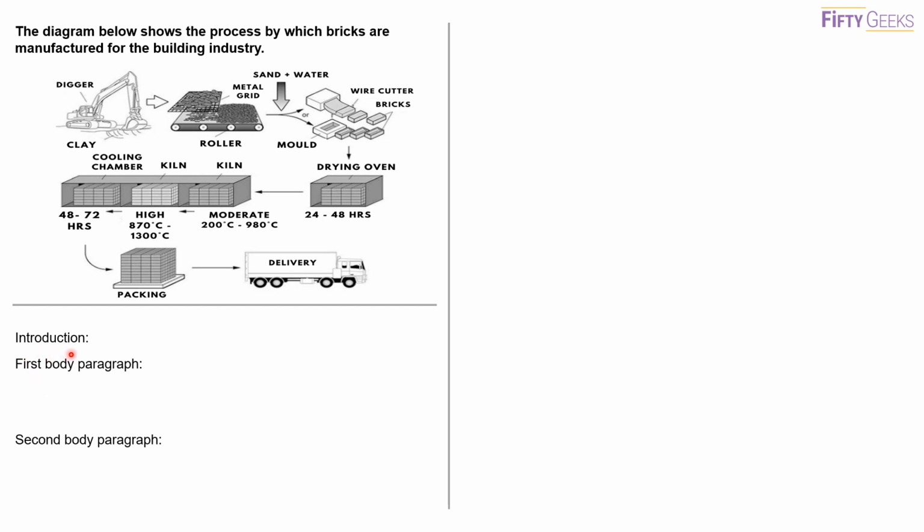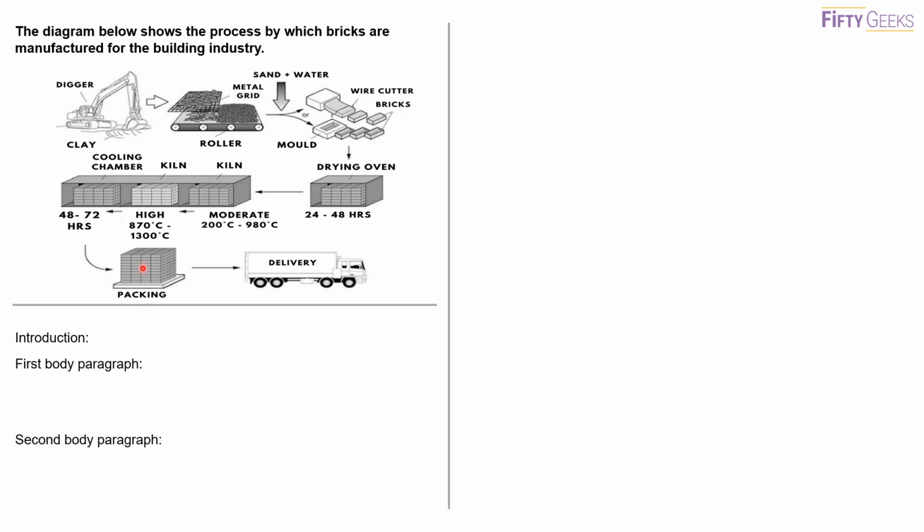In the introductory paragraph, we will paraphrase the question and highlight the number of stages the brick manufacturing process will take to complete. In the first body paragraph, I will explain half of the process of brick manufacturing. Similarly, in the second body paragraph, I will explain the remaining half of this process diagram. Before I start writing about this process diagram, I will make a quick draft for my body paragraphs. Now in the first body paragraph, I will explain the first half of the process.